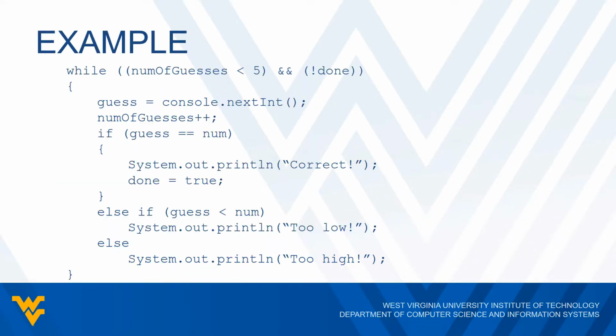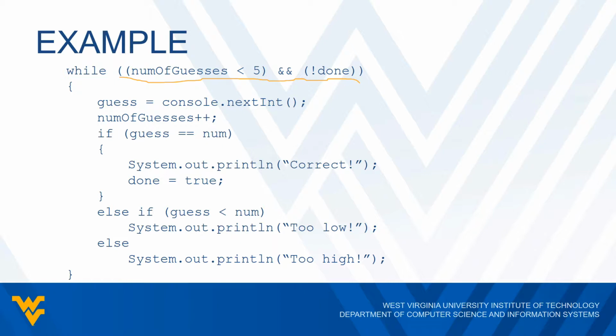Here is our exact same code from before, except now we've included checking the number of guesses in the condition of our while loop. So we have this giant condition up here. And so we're checking two different things. We're still checking to make sure that done is false, so we're checking not done. That part hasn't changed at all from the previous example. But now we've included the check that the number of guesses is less than 5.